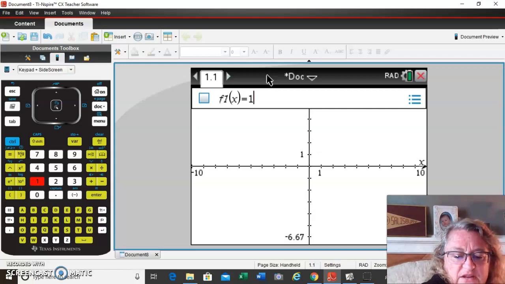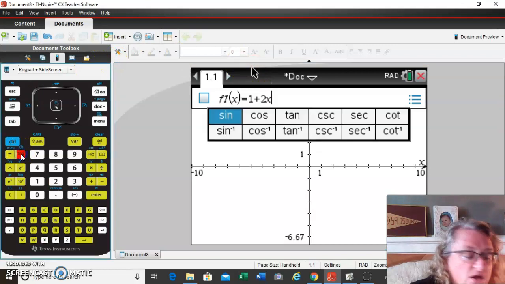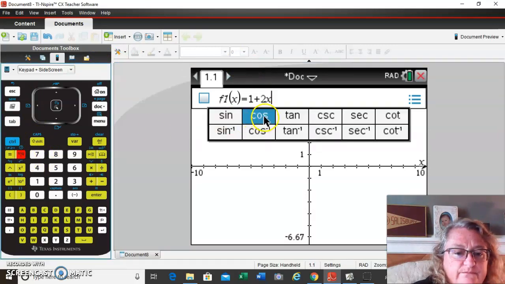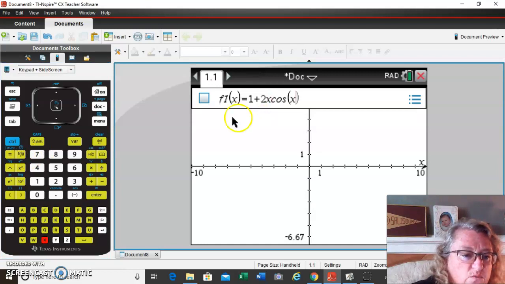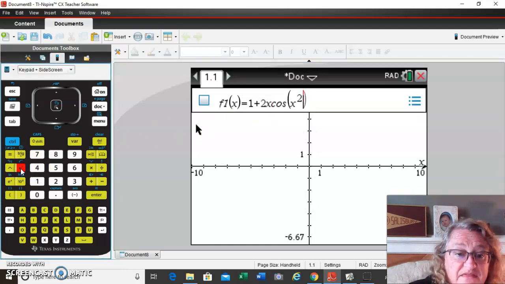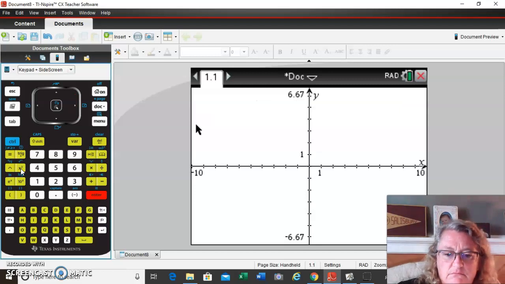So if I put it in the way I think I should, 1 plus 2x, go over here to trig and get my cosine, right, of x squared. That's the way I think I should put it in. That seems to look right. But when I hit enter, I got nothing.